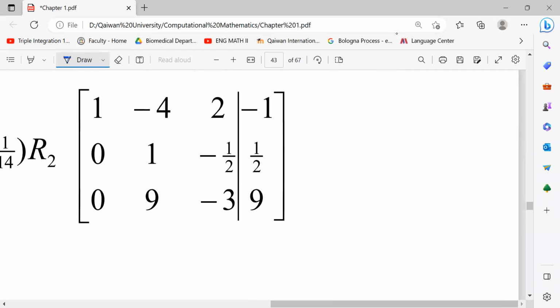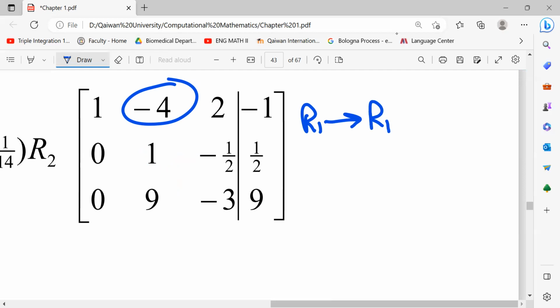Now, from this one, we change this one and that one to 0. First, let's change this one to 0. Let's change that -4 to 0. We say R1 becomes R1, then what should I multiply to this and adding to this to get 0? 4. It's R1 plus 4 of what? 4 times what? Row 2. As you see, this leading term is in row 2.